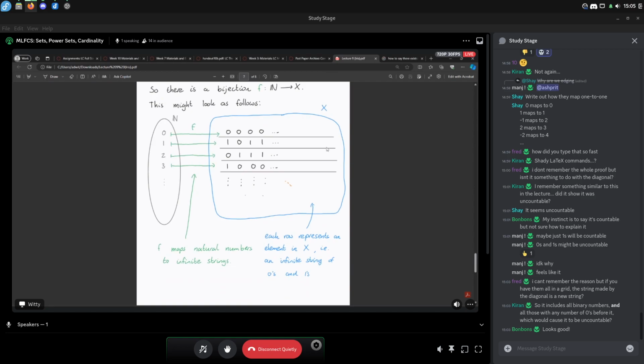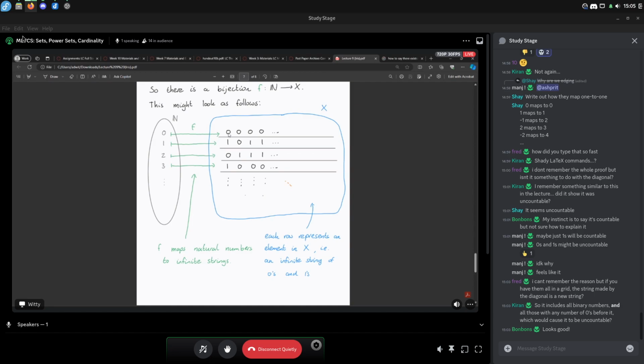This is the way they've decided to draw it out, which I think is actually quite useful. The set on the left is the natural numbers, 0, 1, 2, 3. As you can see, 0 is included in the set of natural numbers as well. The set on the right is x, so these are the strings. There's an infinite number of strings, and each string has an infinite number of ones and zeros. I think now you can kind of see with this representation why we'd end up saying it's uncountable.